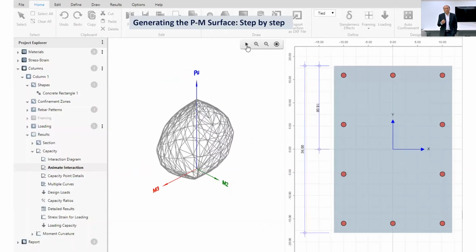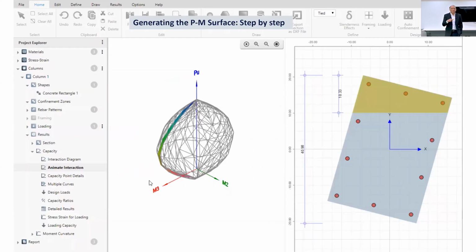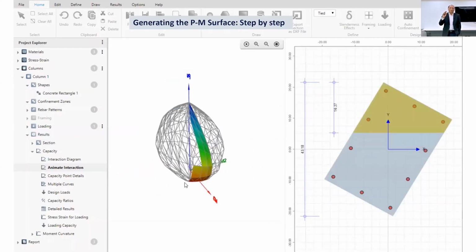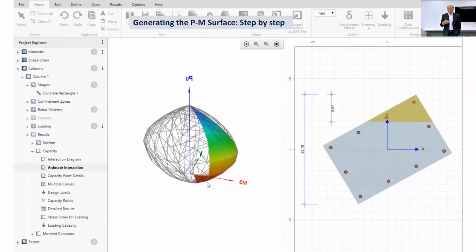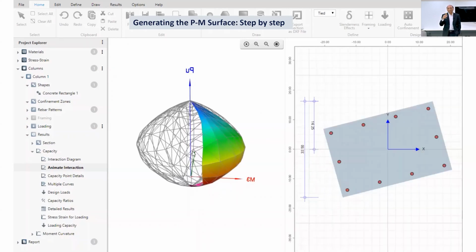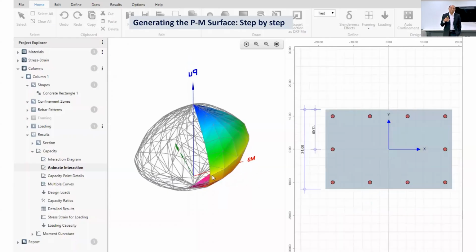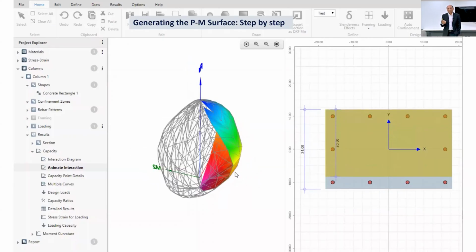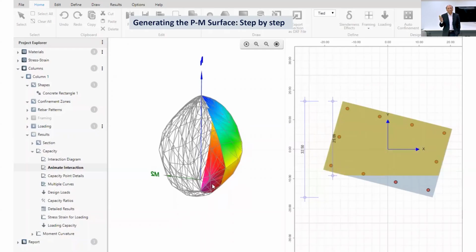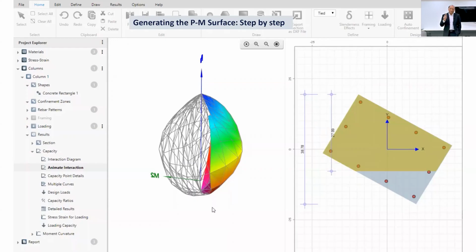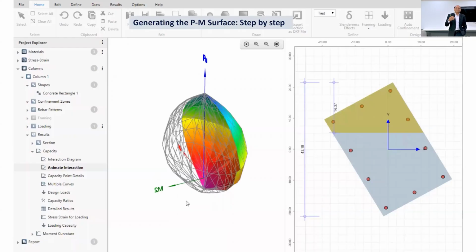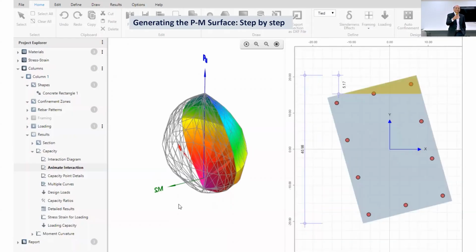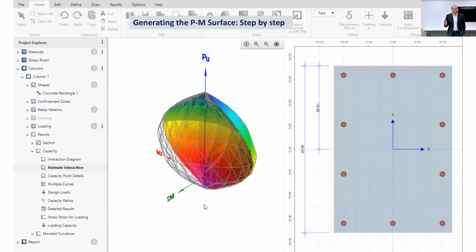Now, let's look at how this interaction surface is generated. So basically, you take a cross-section and you vary the neutral axis depth. For each variation of neutral axis depth, we calculate the corresponding strains, we calculate the corresponding stresses, we integrate them, we calculate the P, M1 and M2, we plot them on this side, and we keep rotating the cross-section for every possible angle of bending. And for each possible angle of bending, we once again vary the neutral axis depth to get various levels of P and then corresponding levels of M2 and M3.